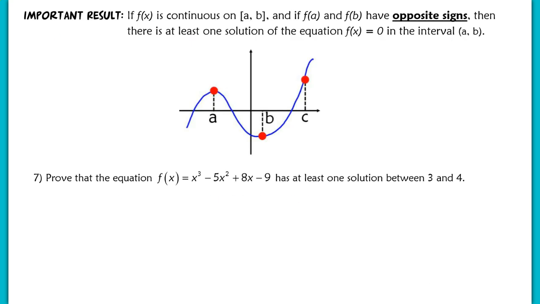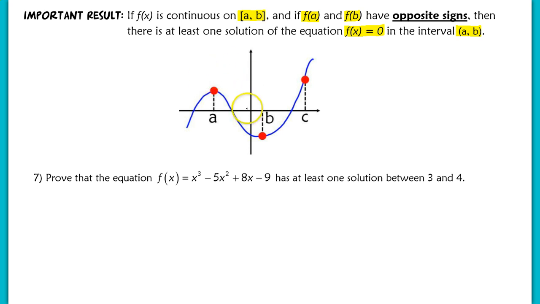Now finally, as an important result of the intermediate value theorem, we see that if f of x, a function, is continuous on a closed interval from a to b, and if your endpoints f of a and f of b have opposite signs, then you'll have at least one solution to the equation f of x is equal to 0 in your open interval from a to b.